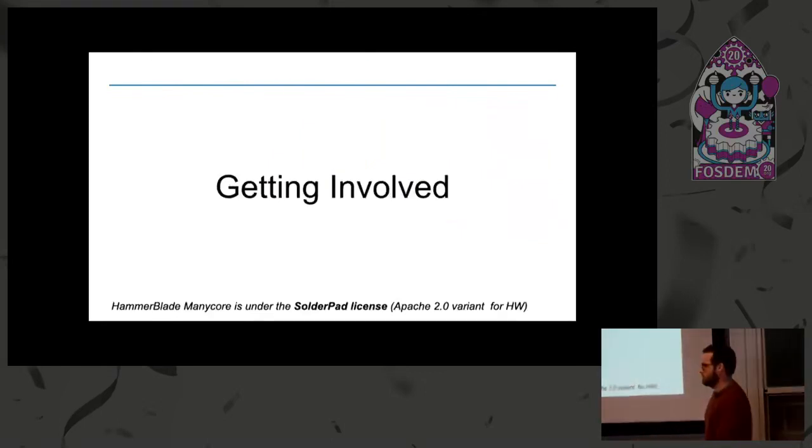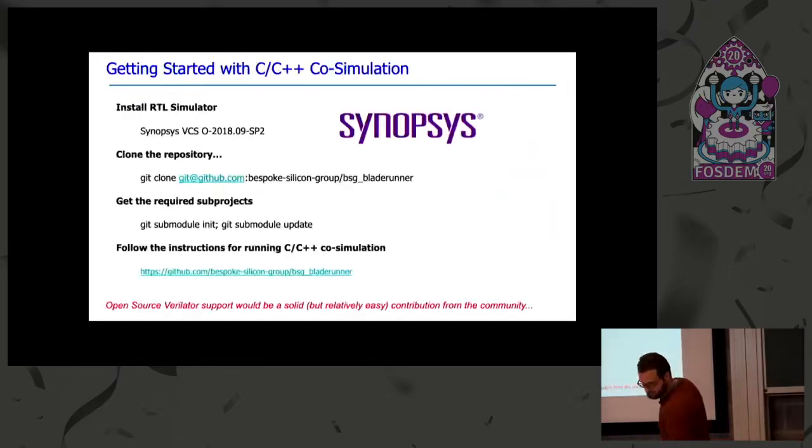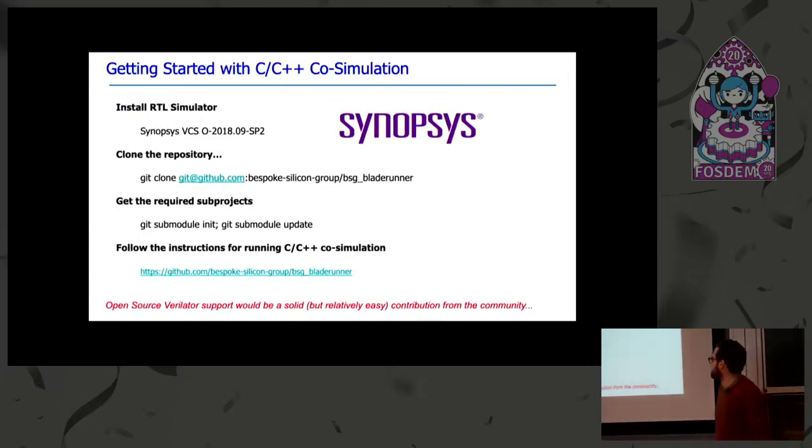So now I've given you an overview of mapping an application to HammerBlade. I want to onboard you all with how you can get involved. So our main simulating environment is a C++ co-simulation environment. It allows you to simulate your entire stack, the host software, the Manycore software. We use Synopsys as our RTL simulator. I should note that most of the code in the RTL in our group is Verilator friendly, so it would be a straightforward and solid contribution to get Verilator working.